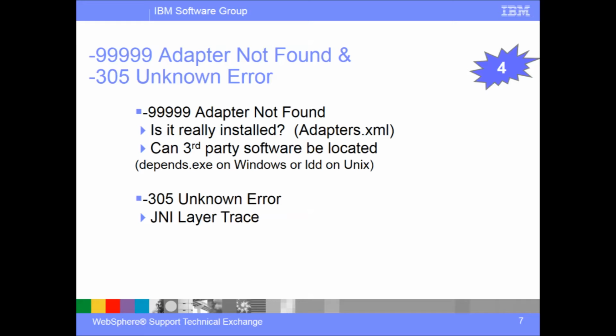For the 305 specifically, I recommend that you use the JNI layer trace option in the dtx.ini file to create a JNI layer trace that will help to resolve this particular error.